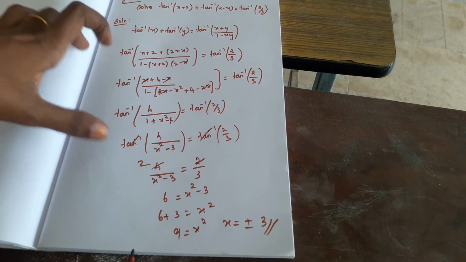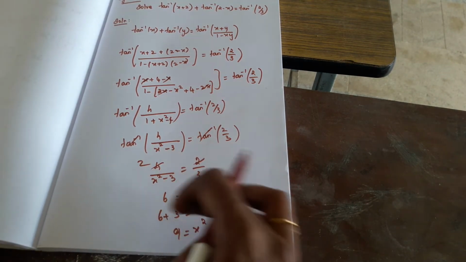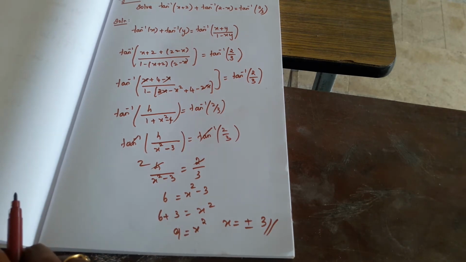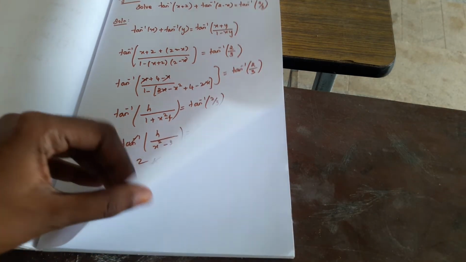Tan inverse both will get cancelled. If you are not able to cancel like this, you just cross multiply and find out the x value. Okay, so x is equal to plus or minus 3. Understand? Okay, so let's move to the next example. I think it's the last example in this unit.